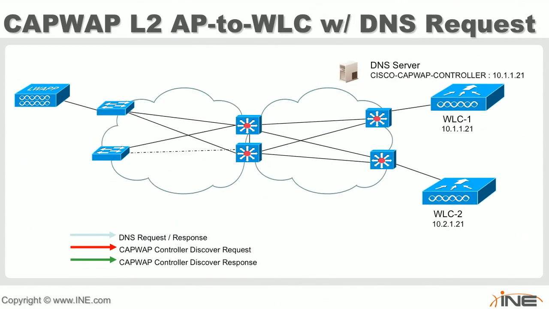Another option is DNS request. Now, you might at some point ask me, which one do you think is best? I personally like the IP helper. It's very simple, very easy to use, very easy to deploy.